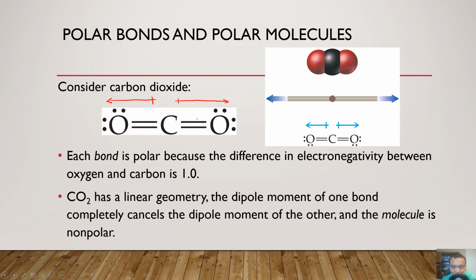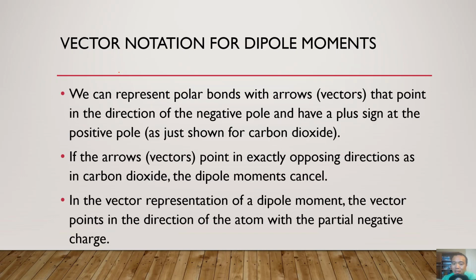Although both CO double bonds are polar, the polarity cancels out because we have a 180-degree bond angle over here. So the tug of war is balanced. So in this molecule, carbon dioxide, we have polar bonds, or more specifically, CO bonds. However, the molecule is non-polar because the bond polarities are totally cancelled out.